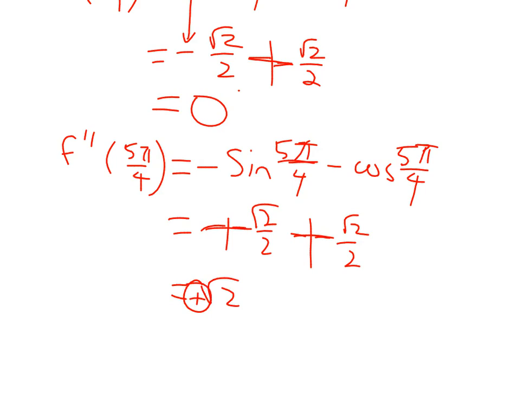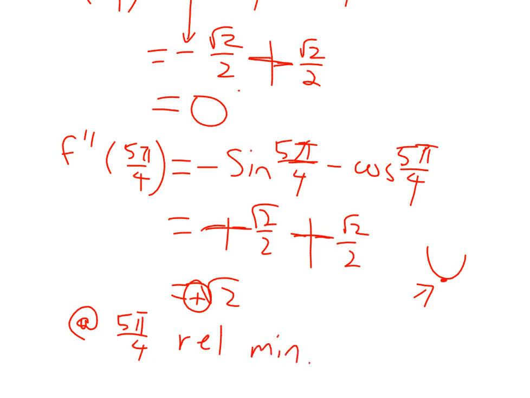Because the second derivative is positive, I know that's concave up, correct? Because my slopes are increasing. So that must mean that must be a relative minimum. So I know that at 5 pi over 4, you get a relative minimum.